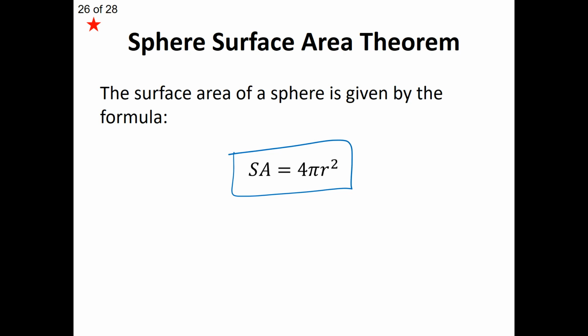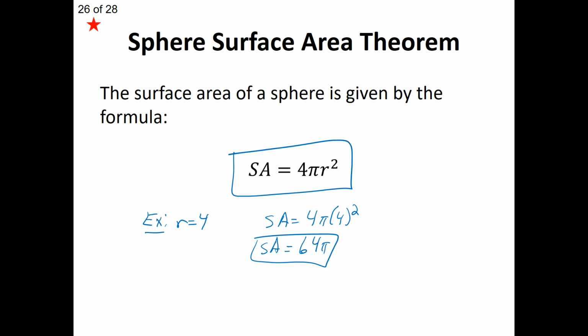Now, I don't have an example in the next slide, but the example would be pretty simple to use. If I were to give you the radius, let's say it is 4, then all you've got to do is plug that in. So then the surface area of our sphere would be 4 times pi times 4 squared, and we simplify that, that would end up being 64 pi is the surface area of that sphere. So it's very simple. Just find the radius of the sphere, plug it into the formula, simplify it, leave pi in your answer, and bam, you've got the surface area of a sphere.